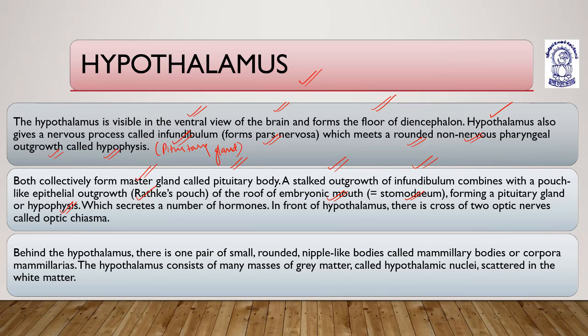A stalked outgrowth of the infundibulum combines with a pouch-like epithelial outgrowth known as Rathke's pouch of the roof of the embryonic mouth, the stomatodeum, forming the pituitary gland or hypophysis, which secretes a number of hormones. In front of the hypothalamus there is a cross of two optic nerves called the optic chiasma.